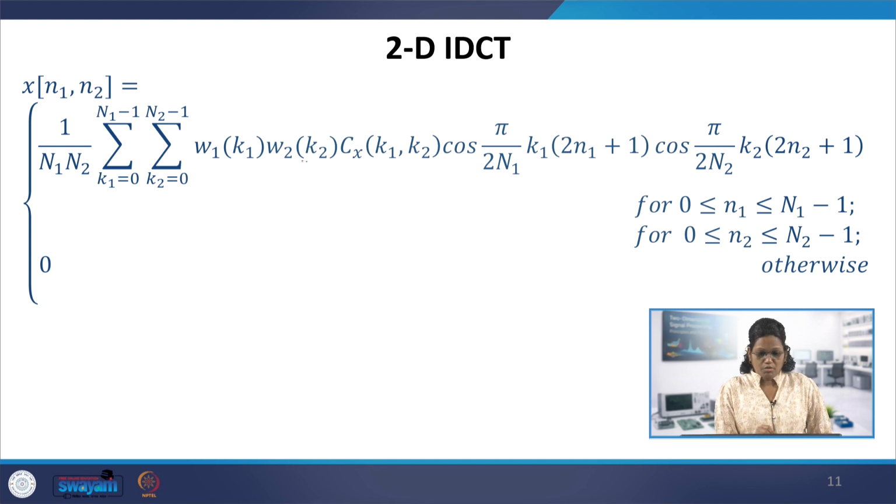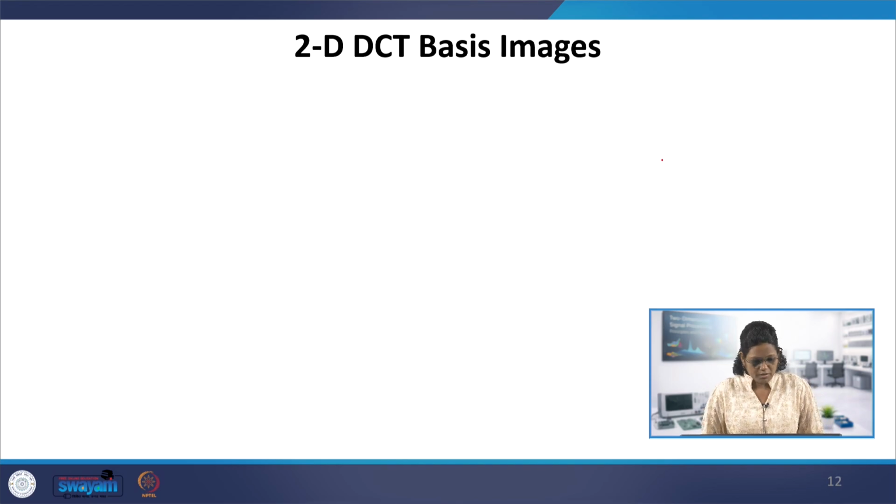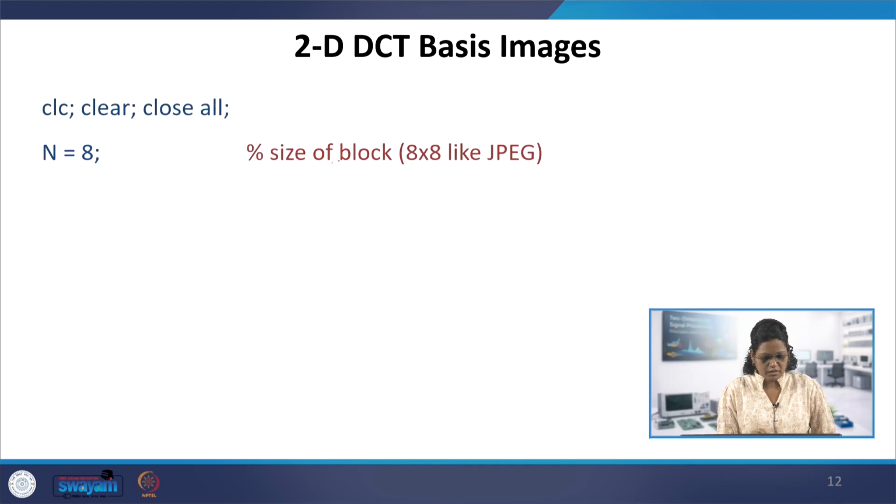Here W1 and W2 of k1, k2 carry this meaning: when k1 is 0, it is half, and when k2 is 0, it is half, and for other values of k1 and k2, these are 1. So this is the extension of the 1D DCT. Using this, we now plot the basis functions. We can take N equal to 8, that is 8 by 8 size, like the JPEG, where the 8 by 8 size is generally used.